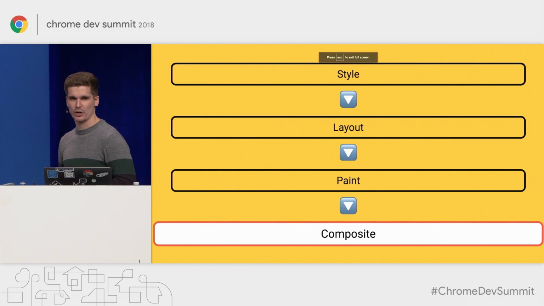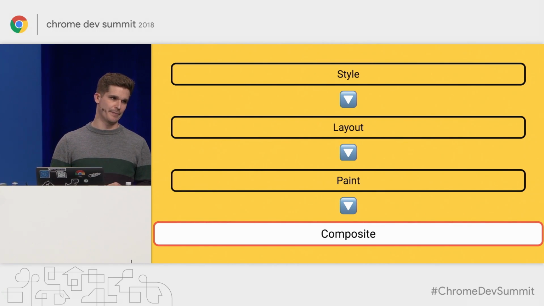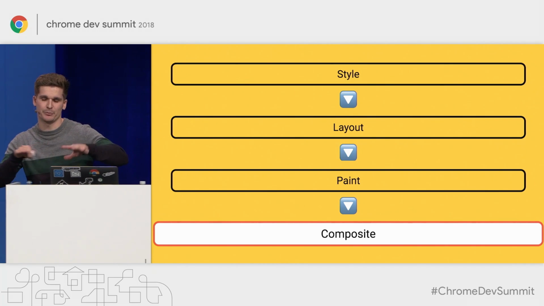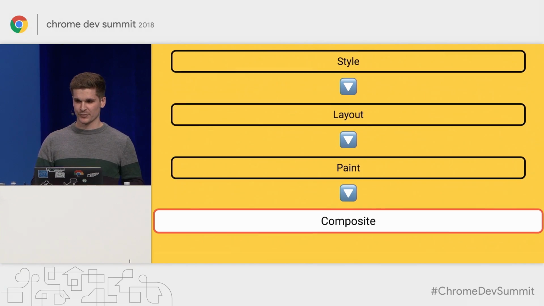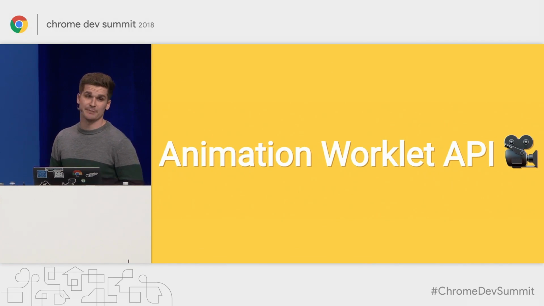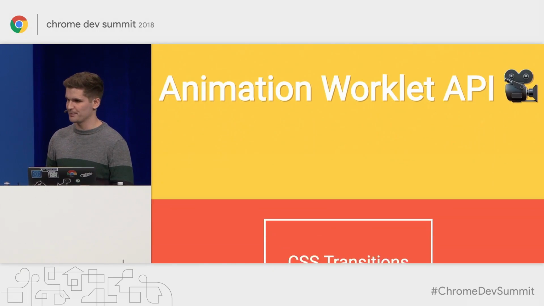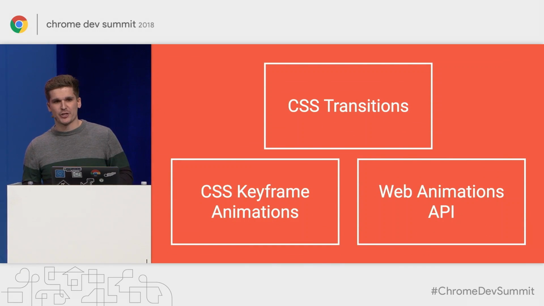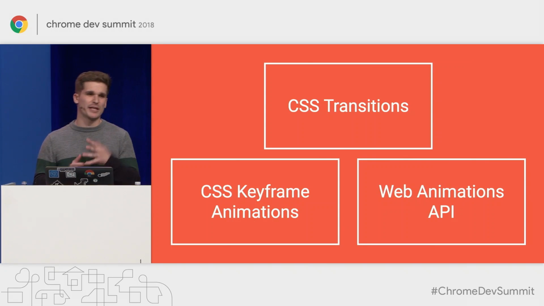Good. The next one, compositing. As I said, the compositor's main job is to do animations with the layers that move around. So as such, the API is called the Animation Worklet API. So let's talk about that a bit. If you currently think about animations on the web, you have 3 choices. It's more like 2.5 choices.